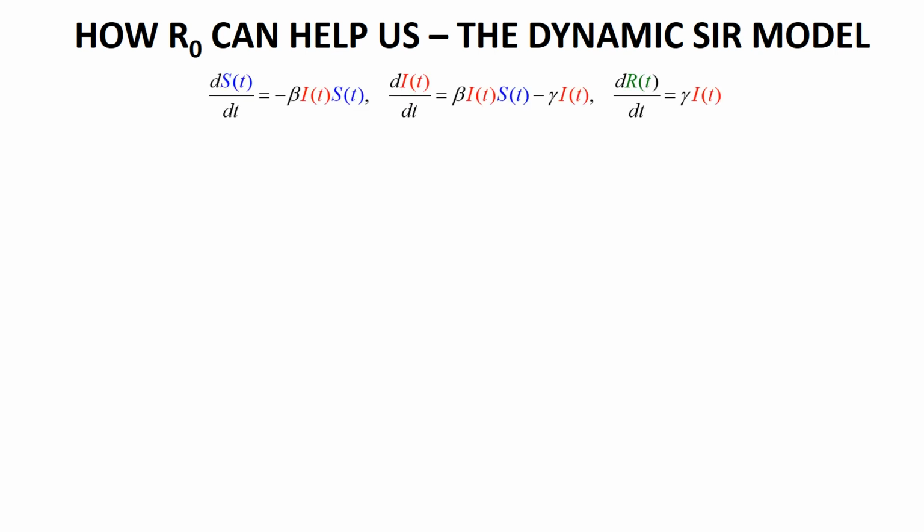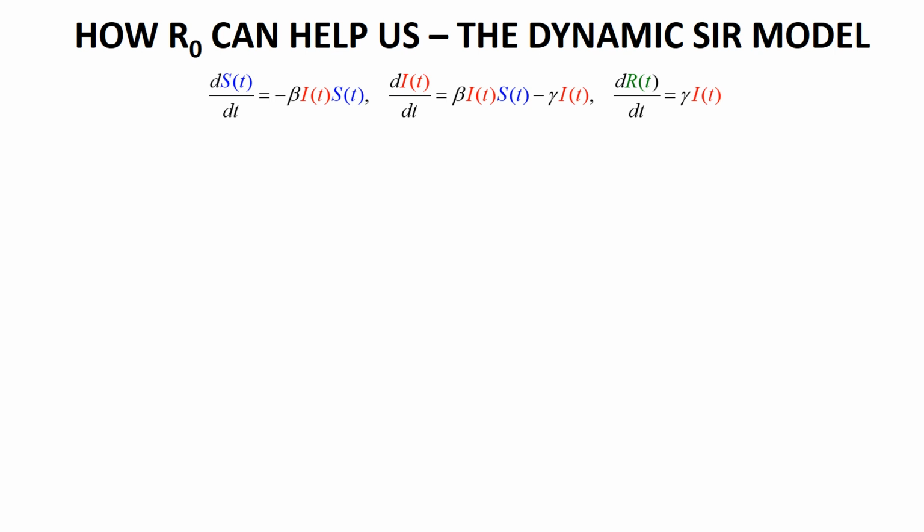Now another way R0 can help us is with a dynamic SIR model. The SIR model, which I covered in one of the previous 4 videos, is 3 nonlinear differential equations. S of t in blue represents those susceptible inside the population to the virus, that is, not vaccinated, not immune. I of t represents those currently infected with the virus. And R of t represents those who have recovered or are now dead.